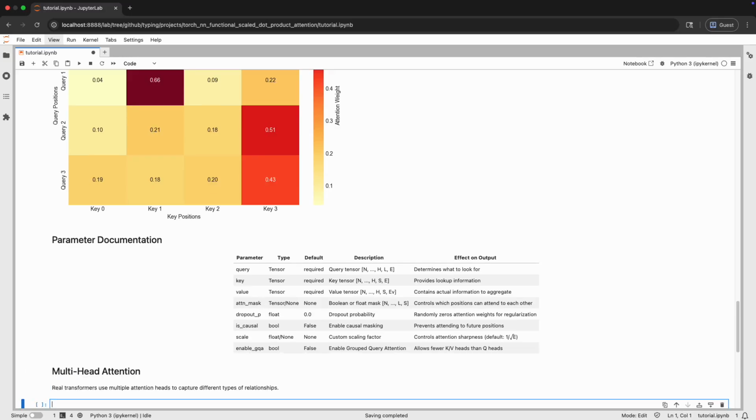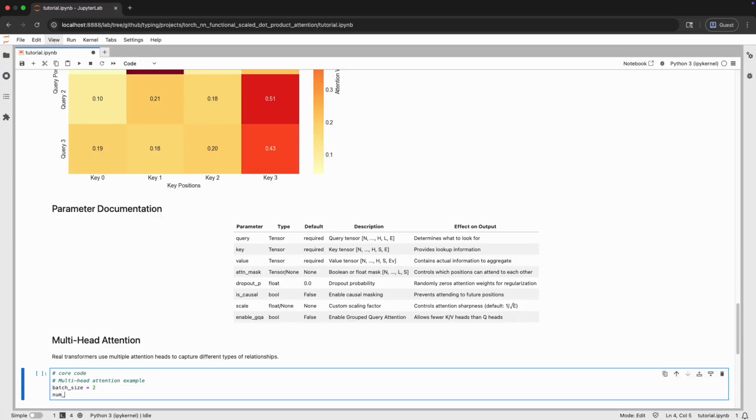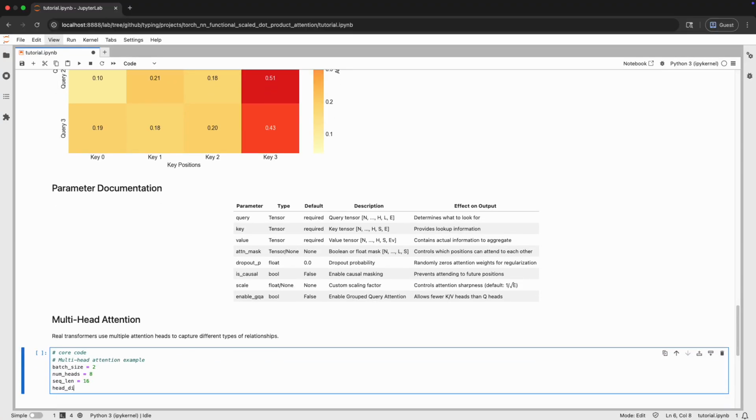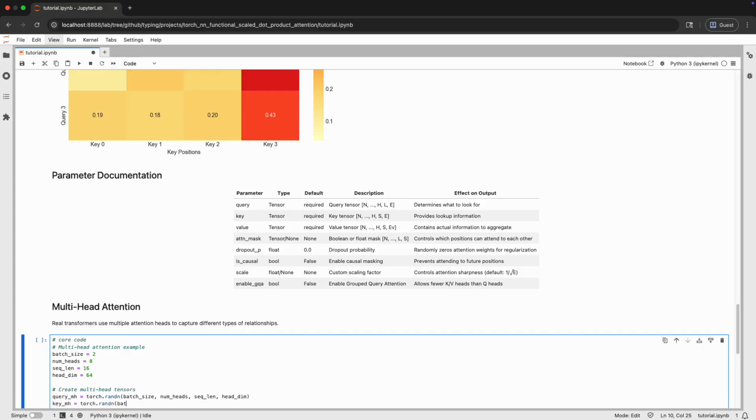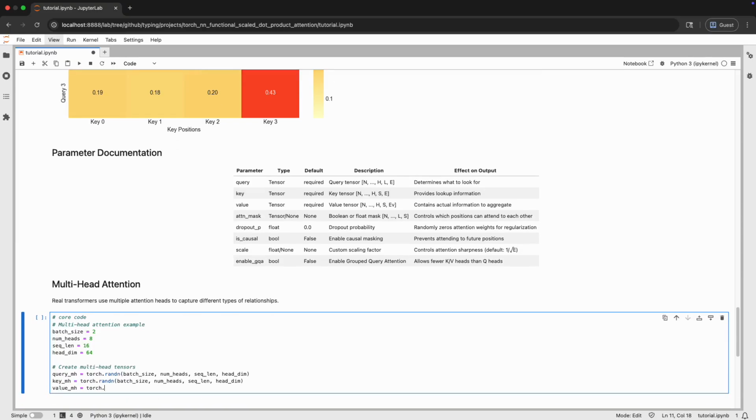Now let's look at multi-head attention, which is how transformers actually use attention in practice. Real transformers use multiple attention heads to capture different types of relationships simultaneously. Here's a multi-head attention example. I'm creating tensors with 2 batches, 8 attention heads, sequence length of 16, and head dimension of 64. Notice how the tensor now has an additional dimension for the heads.